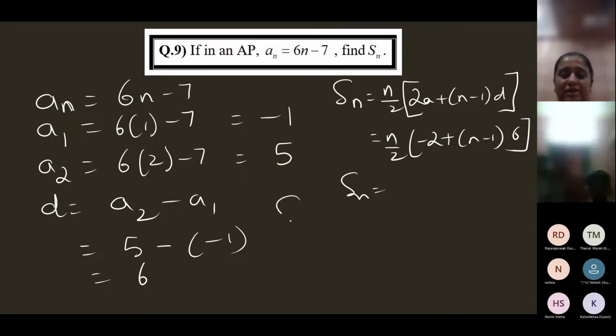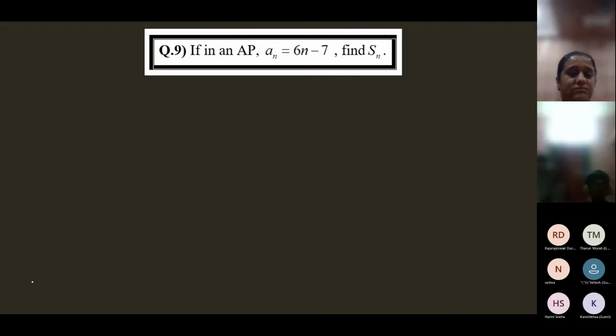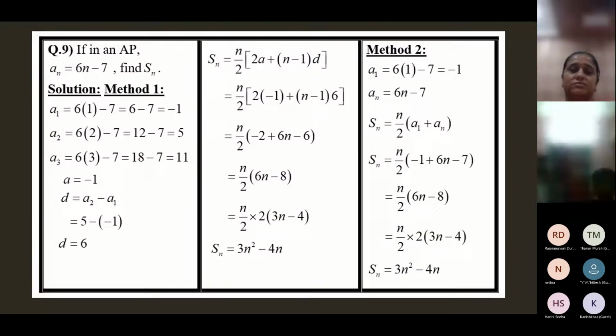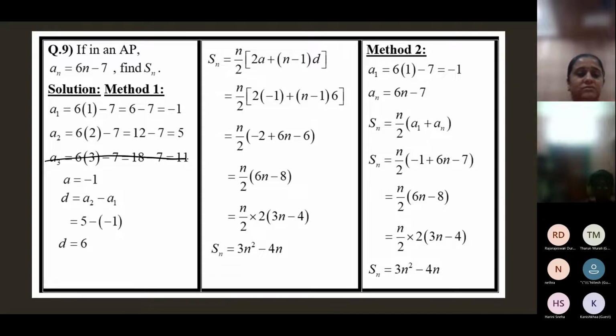So what is important? To find Sn, you need the values of a and d. And how to get the values of a and d? Use an and find a1 and a2. A1 is only the first term. So you got a. And why did you find a2? Because to find the common difference. Why did you not find a3? Because a2 minus a1 is the common difference. So we find a2. We don't have to find a3. Understood, children? Yes, ma'am. You don't have to find a3.